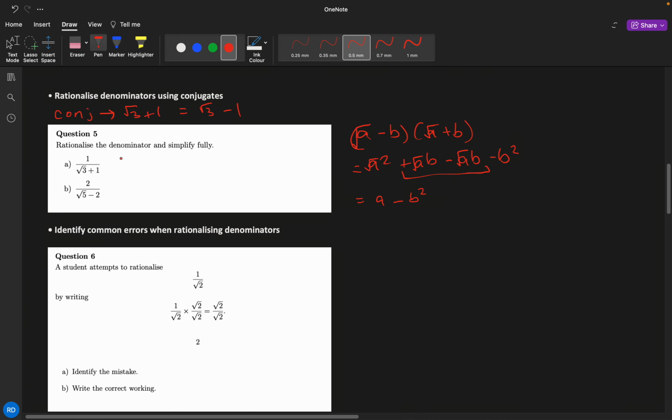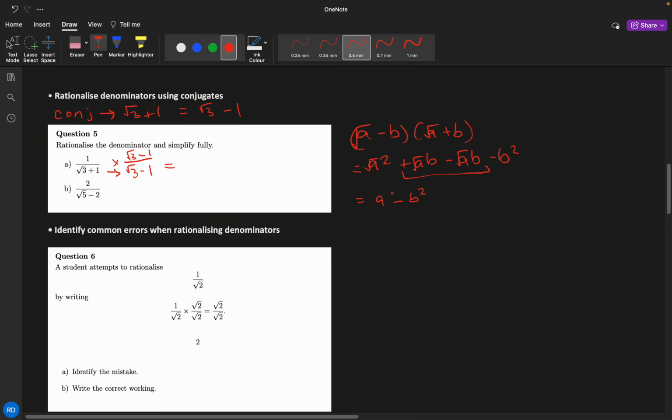So let's start with this one. The conjugate of this would be root 3 minus 1. So we're going to multiply it by the conjugate. And remember, you have to do top and bottom because this divided by that is 1. And you can't just add a random multiple. You have to do it by 1 and then figure out how to make it 1, if that makes sense.